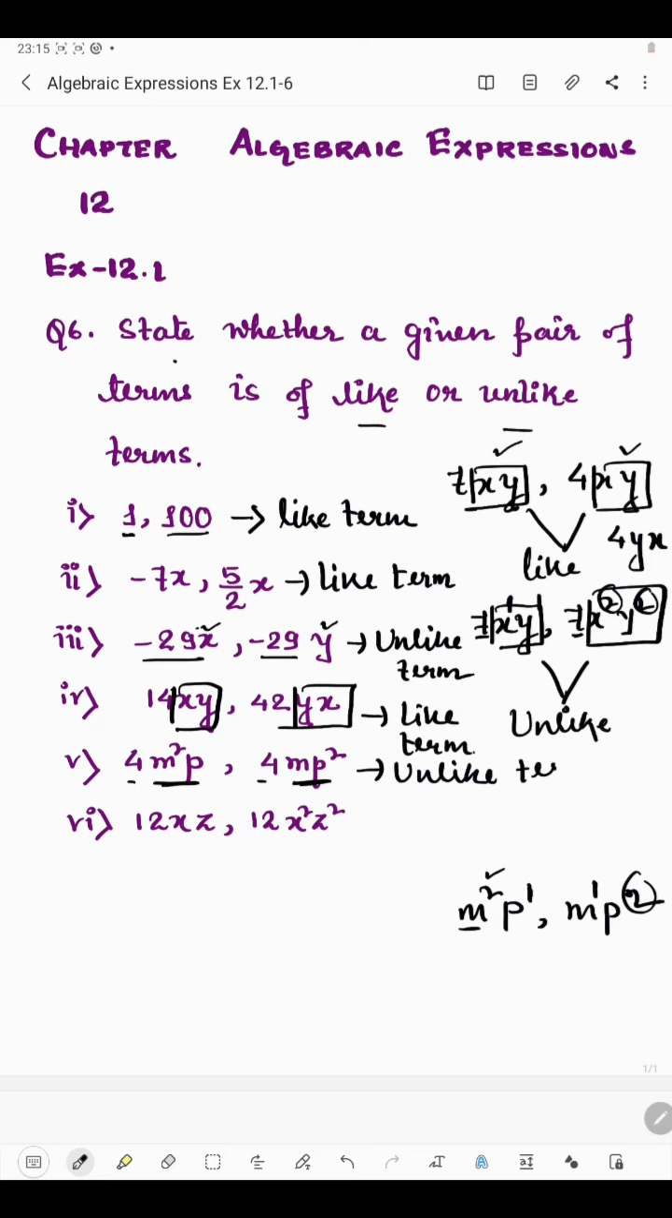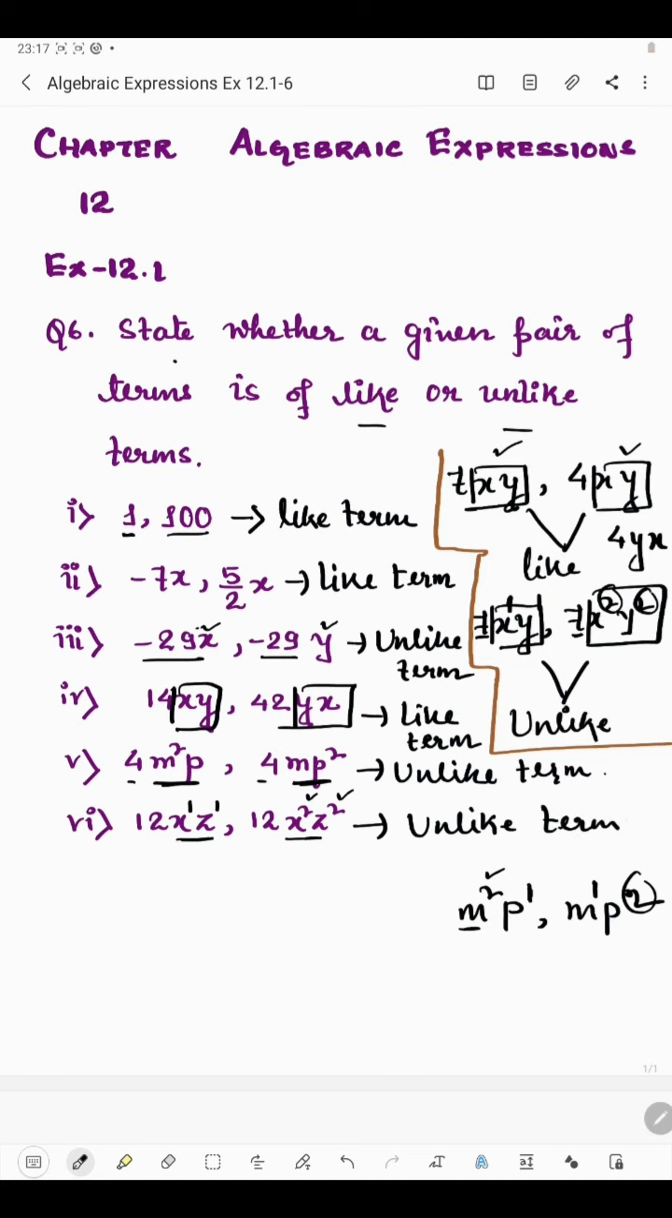Now in the last part we have 12xz and 12x square z square. Here we have xz as variable and here we have x square z square. In the first term the power of x is 1 and in the second term the power of x is 2. In the first term the power of z is 1 and in the second term the power of z is 2, which is not same. Though the number is same, the variable part is not same. So this is also unlike term.